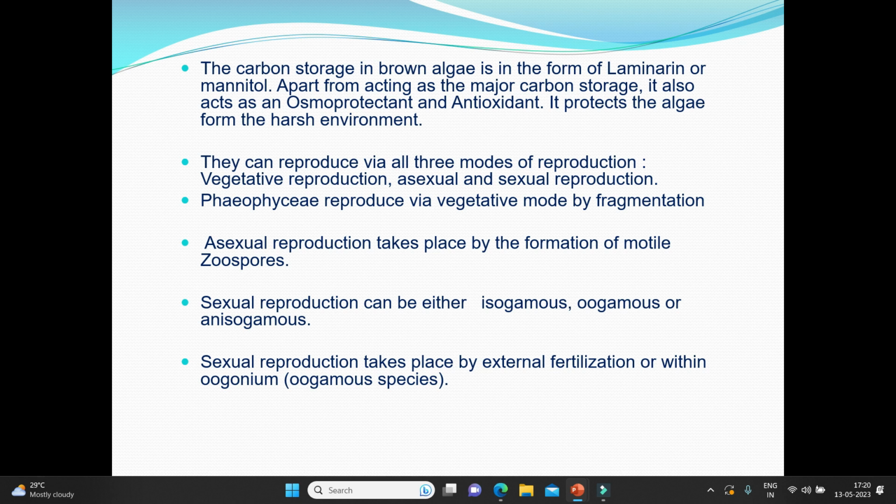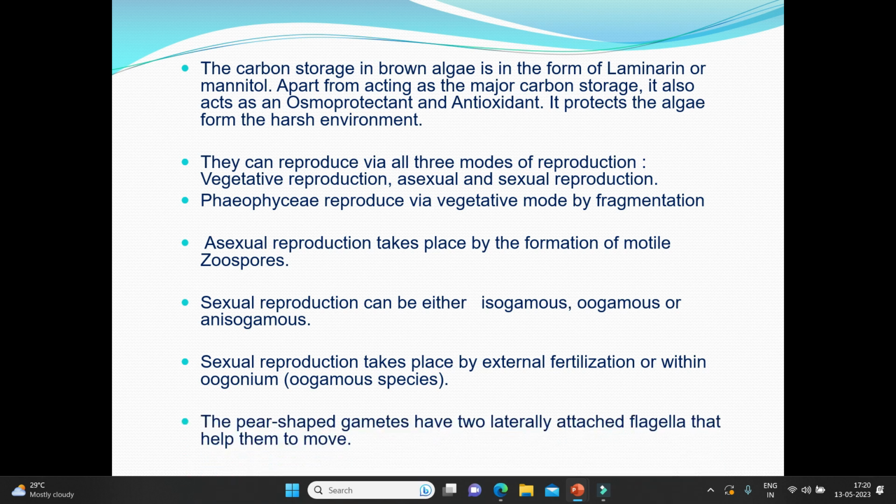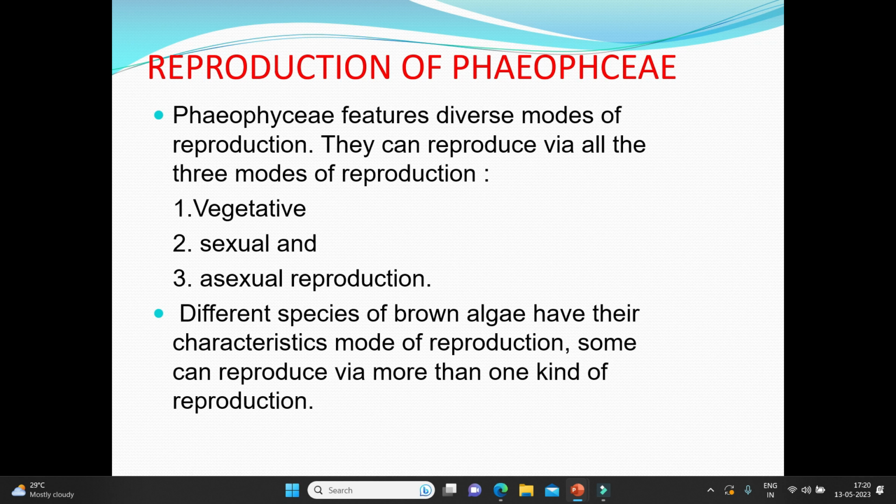So next, the different species of brown algae have their characteristic modes of reproduction. Some can reproduce via more than one kind of reproduction.